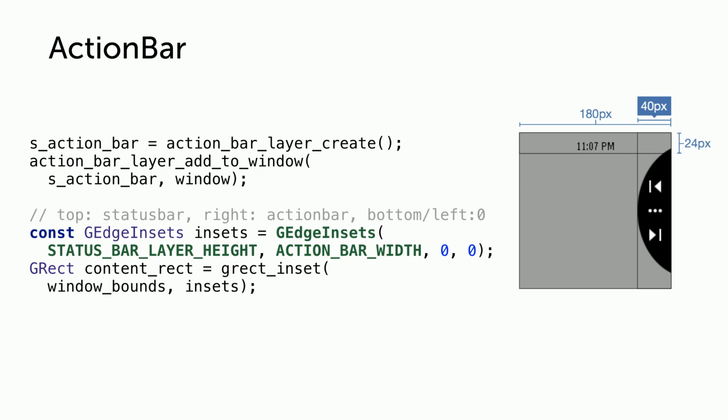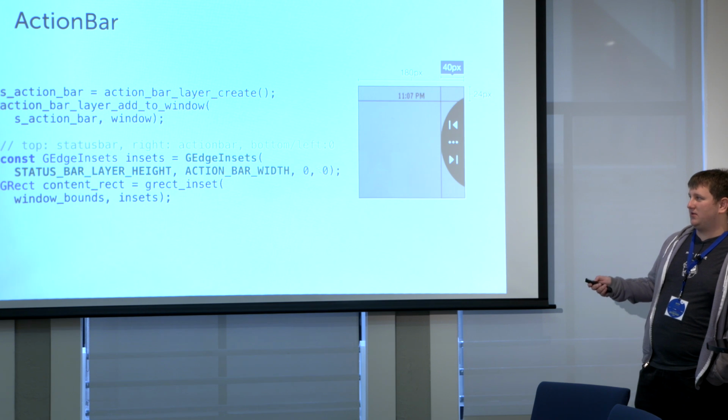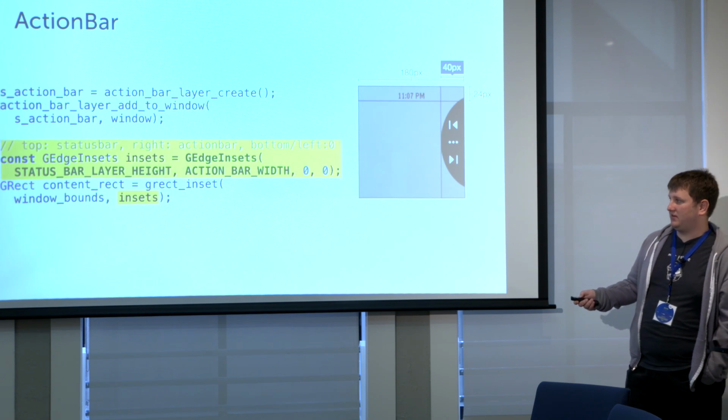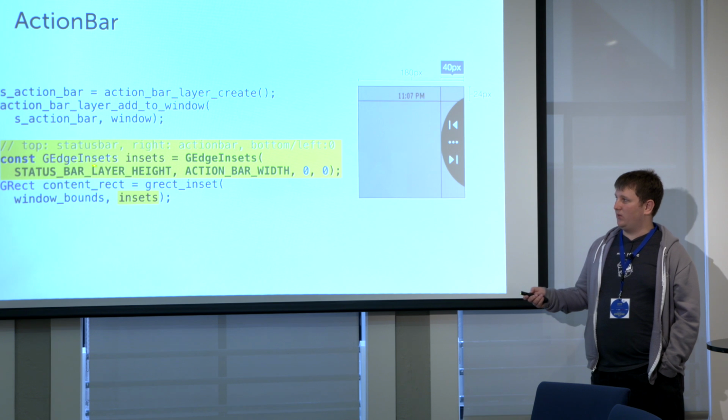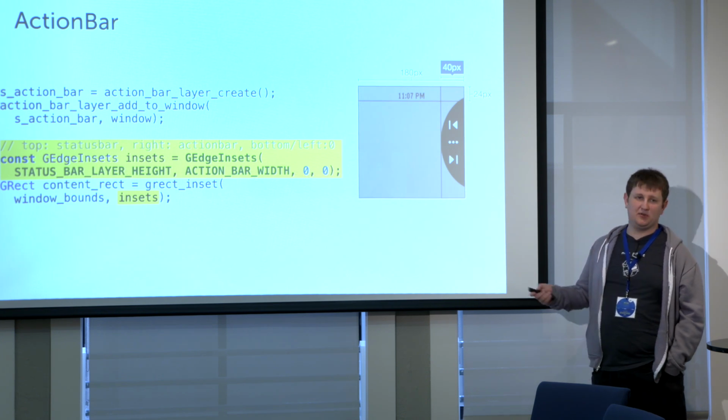And same idea, we can once again use our grect_inset function to calculate the rectangle illustrated by this lower left rectangle here. The basic idea is you want to inset by both the status bar layer height from the top and the action bar width from the right. And we can use that with the 4-argument version of the grect_inset function, where this is the top, this is the right, and then for left and bottom we use 0 pixels.